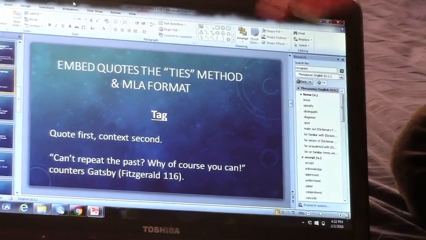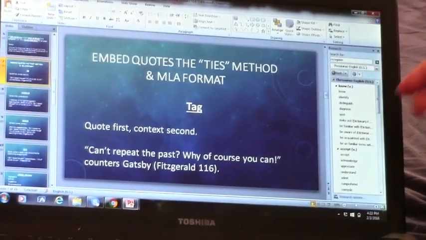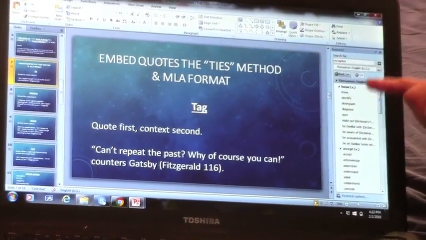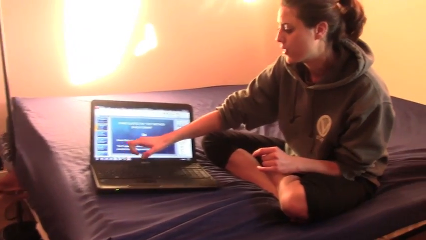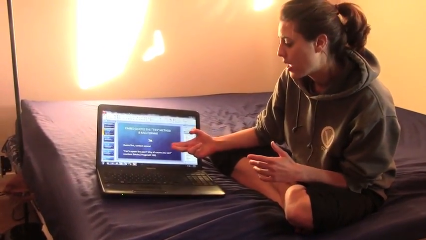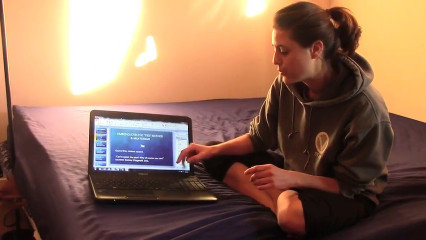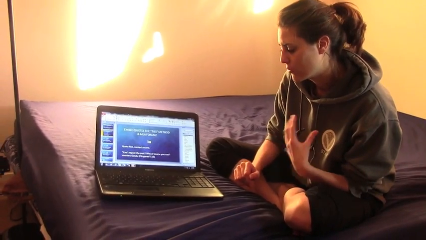So I explain that there's a method called ties, and that's also an acronym, each letter stands for something. So the T would stand for tag, and I explain that they just have to write this part down, which is quote first and context second, and they have an example, and it's from The Great Gatsby. "Can't repeat the past." "Why, of course you can," counters Gatsby.